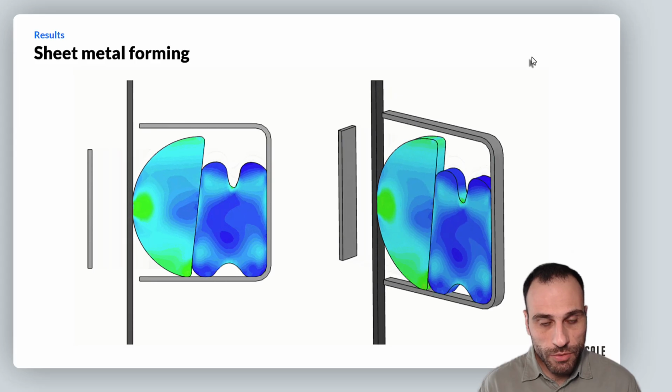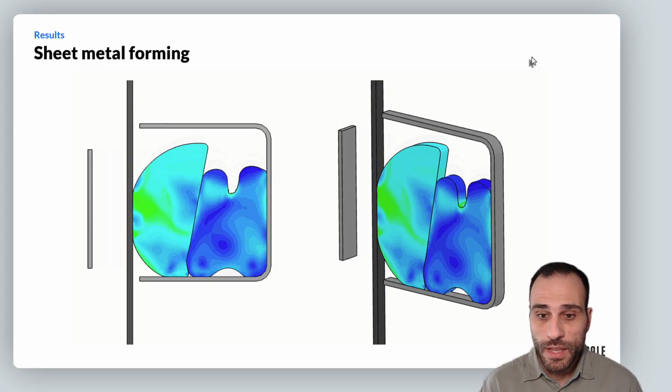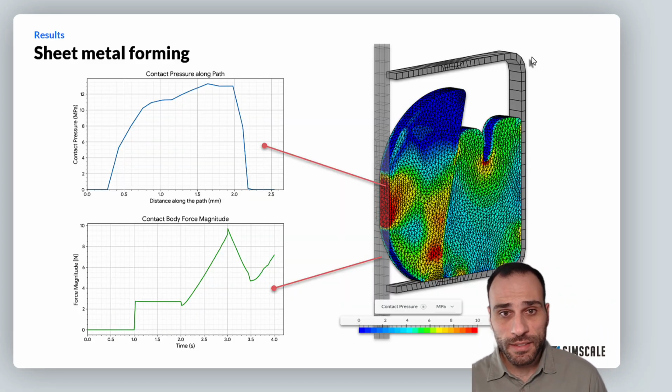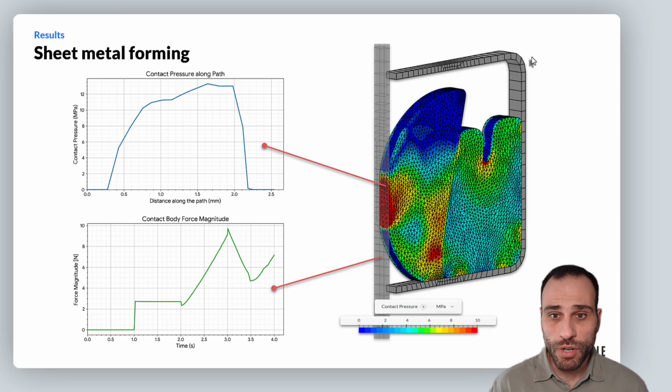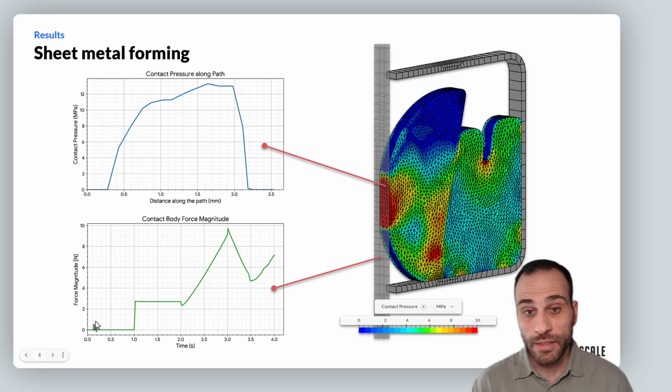Going back to the slides, we can see the animation again, and then summarizing the results. We again see the very nice plot of the contact pressure along the path, and also the contact body force that we asked for during the setup, and it's printed as a result control in the simulation.